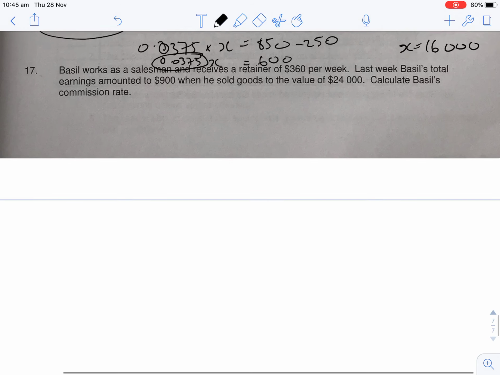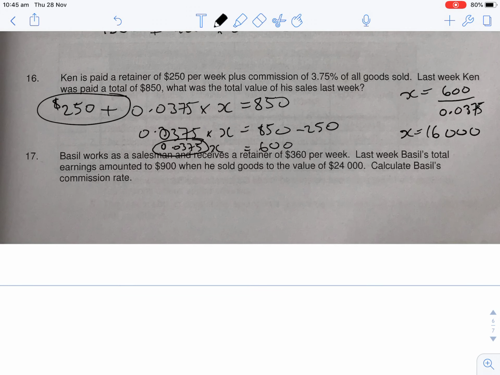Calculate his commission. So this is exactly the same as what we did in the previous question, except this time we do know the sales and we don't know the commission. So we're going to set it up in exactly the same way. So he's got his retainer of $360, that was a given, plus the rate, which we don't know, so now it's the rate that we're calling the x, times the sales, which was 24,000. And when we did this, we know that it's going to equal 900.